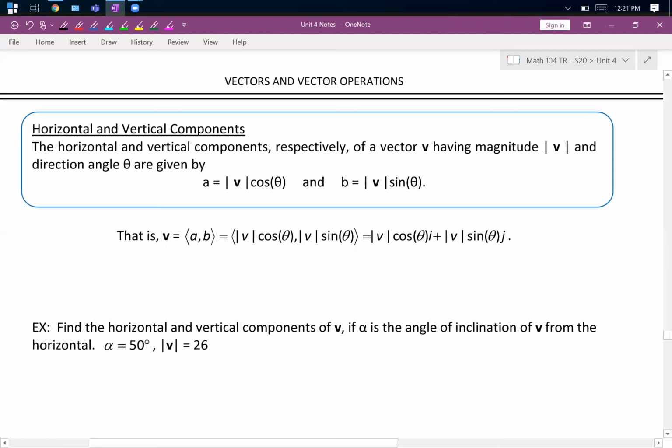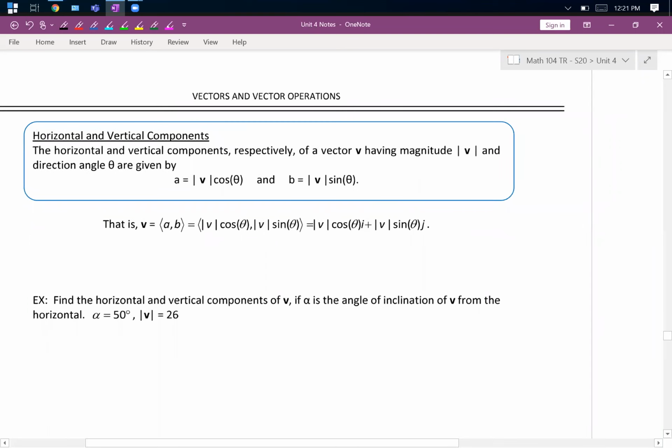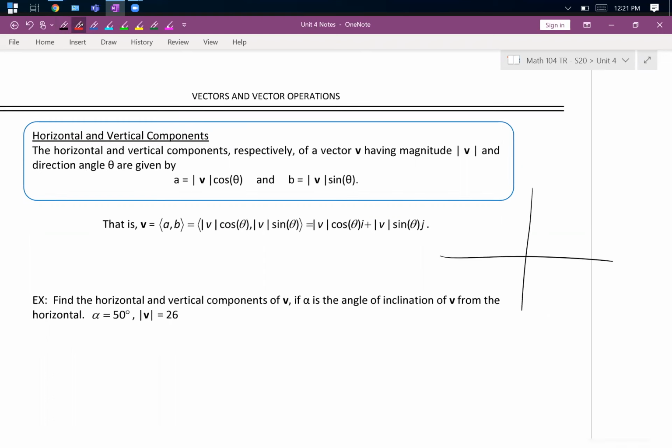Horizontal and vertical components. The horizontal and vertical components, respectively, of a vector v having magnitude of v and direction angle theta are given by A equals the magnitude of v times cosine of theta, and B equals the magnitude of v times sine of theta. So this just comes from SOHCAHTOA.